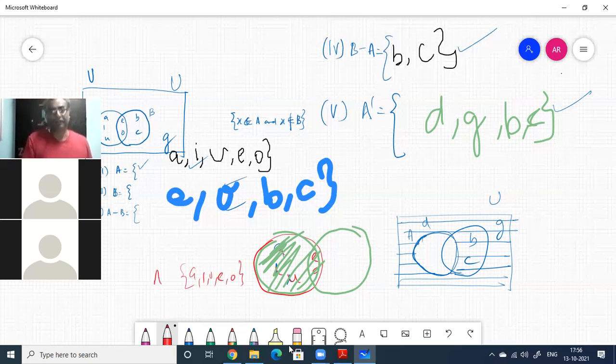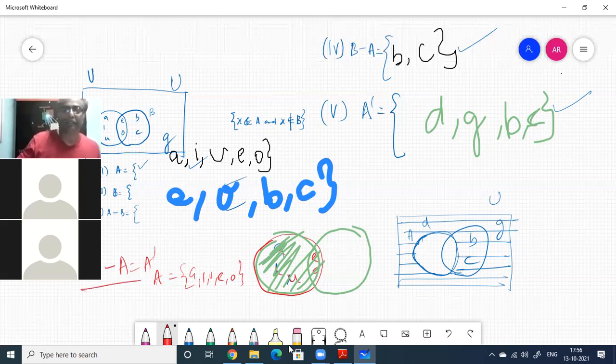This is A. This is not A complement. A complement is universal set minus A only. Okay, but you are writing it correctly. A complement D, G, B, C is correct, but your diagram is wrong. Where is the confusion? Diagrammatically, this is the correct place.